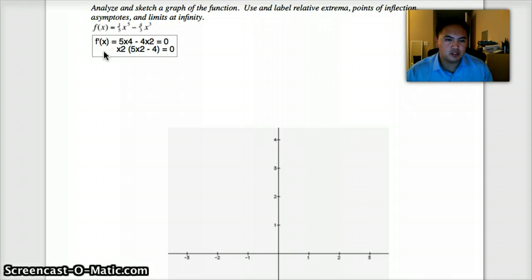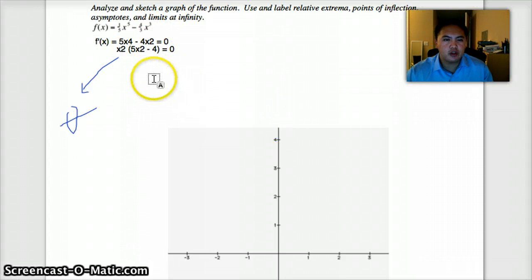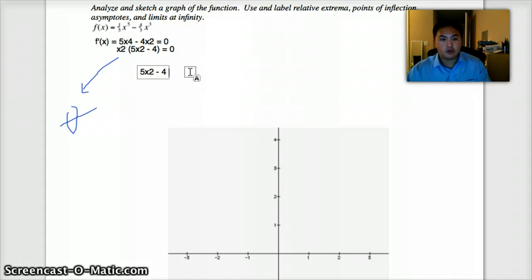So again, one of these has to equal 0. On the one side, this x squared has to equal 0, which means x is 0. And then I have another one here, 5x squared minus 4, so I'm going to write another equation for that. 5x squared minus 4 equals 0. 5x squared equals 4, adding 4 to the other side. x squared equals 4 fifths, dividing both sides by 5. x equals the square root of 4 fifths. Okay, understand that? And it should be plus or minus the square root of 4 fifths.